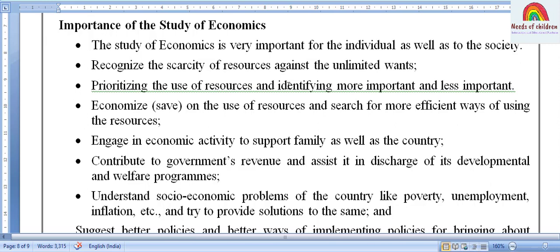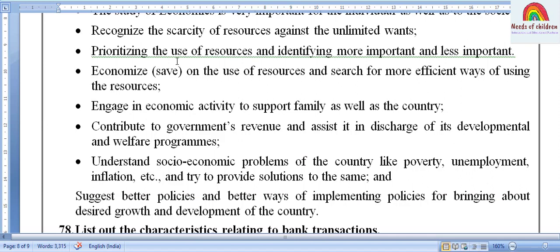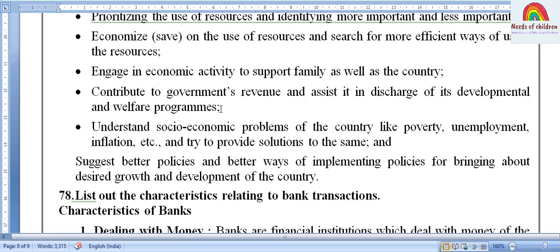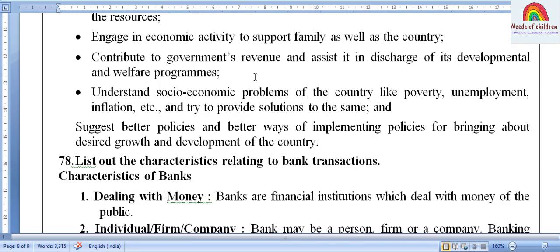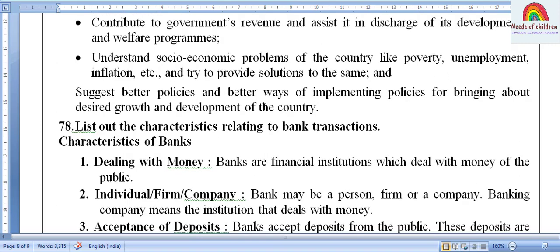Recognize the scarcity of resources against unlimited wants, prioritizing the use of resources and identifying more important and less important ones. Economize, that means save, on the use of resources and search for more efficient ways of using them. Engage in economic activity to support family as well as the country. Contribute to the government's revenue and assist it in discharging its development and welfare programs.